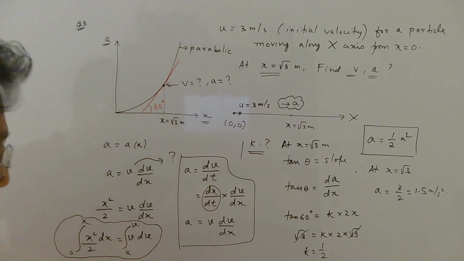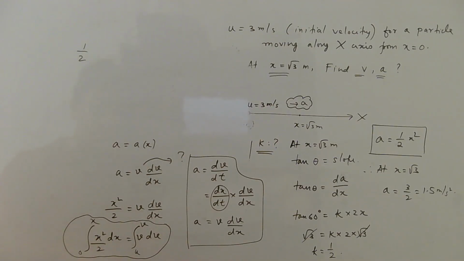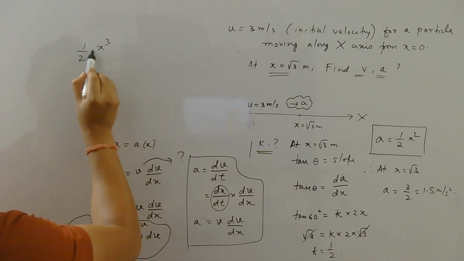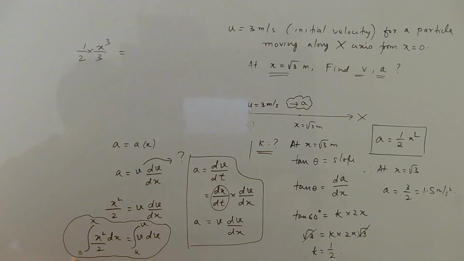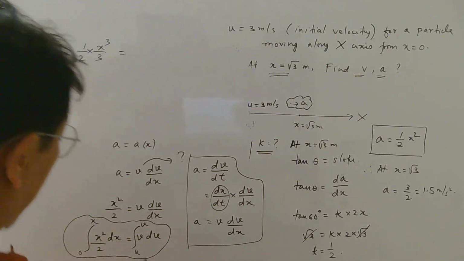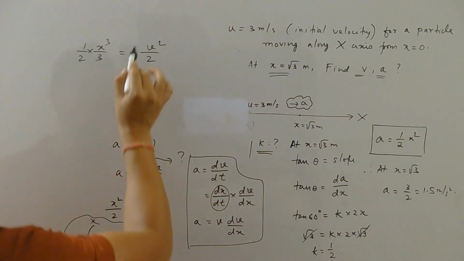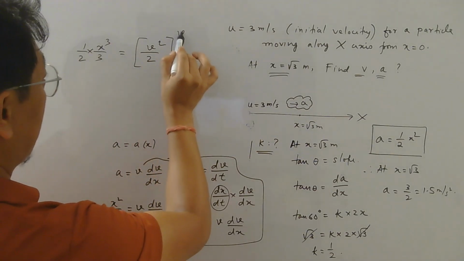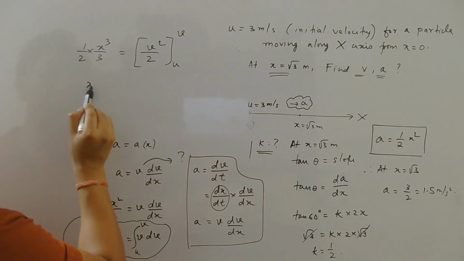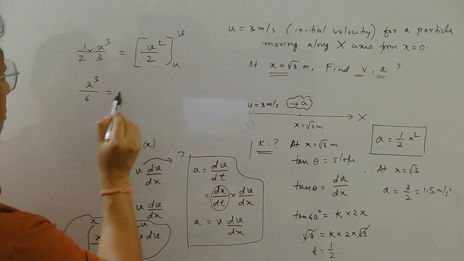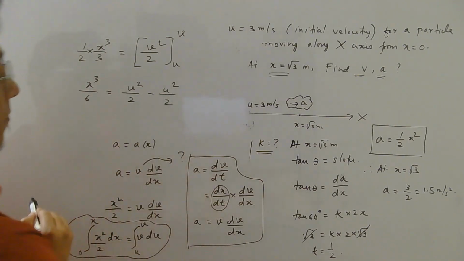Okay. So this integration will give you half will come outside. Integral of x squared dx will be x cubed by 3. Upper limit is x, lower limit is 0, so you will get the same thing. Here you will get v squared by 2, integral of v dv, but limits are v and u. So remember, this is not 0, okay? So this will give you x cubed by 6 equals v squared by 2 minus u squared by 2.